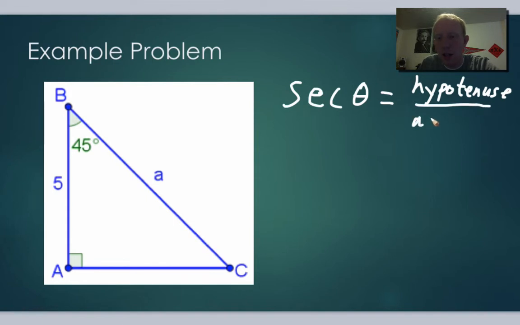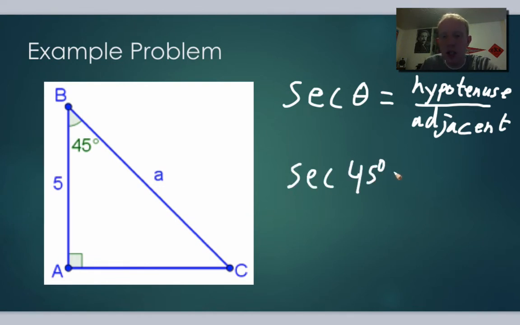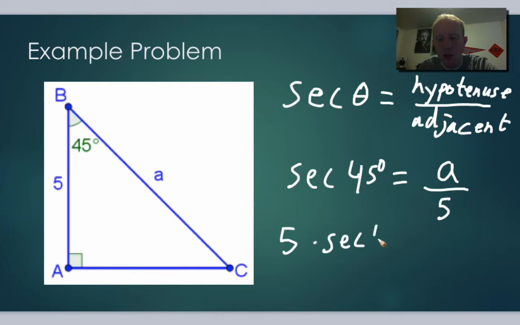And in this case, we're going to get that the secant of 45 degrees equals A over 5. And the reason I like this is so it's easy just to times that 5 over. So 5 times the secant of 45 degrees equals A. So again, all we got to do is times that into our calculator, and we get the answer.